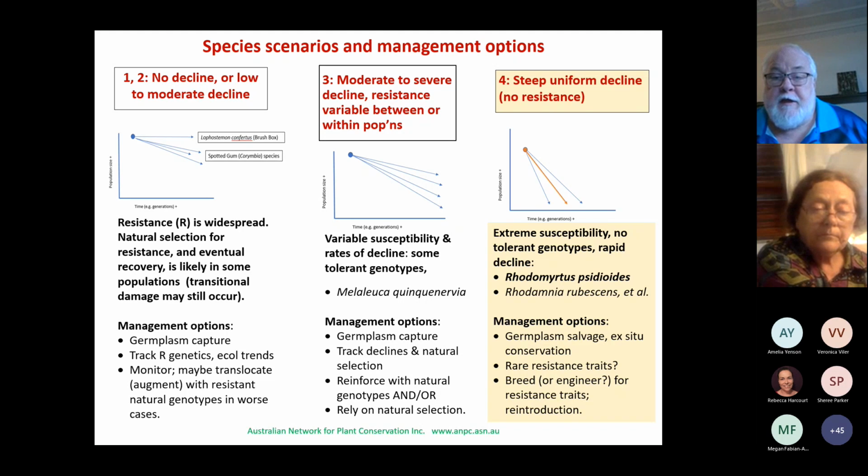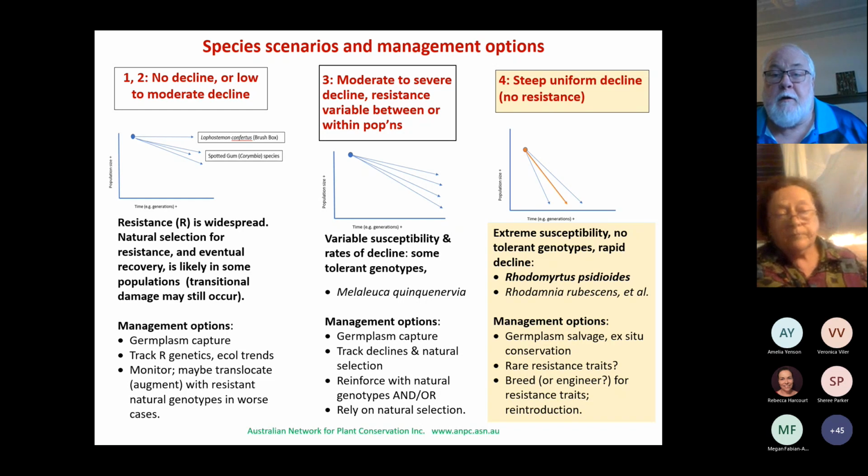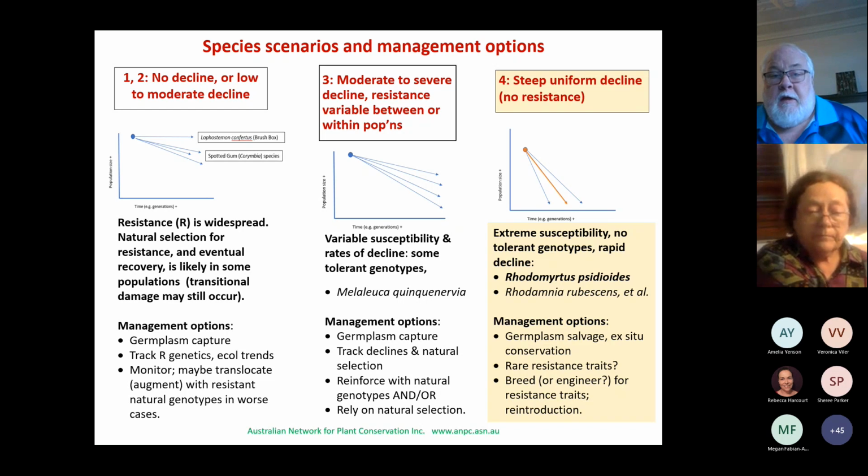We know that flowering has been significantly affected in Melaleuca quinquennervia, and those familiar with the species will know that it's a mass flowerer and quite important for a whole bunch of fauna. Scenario four is the one we're dealing with native guava. This is a species with extreme susceptibility, no tolerant genotypes, or at least if they do exist, they're very rare, and the decline is very rapid, catastrophic.